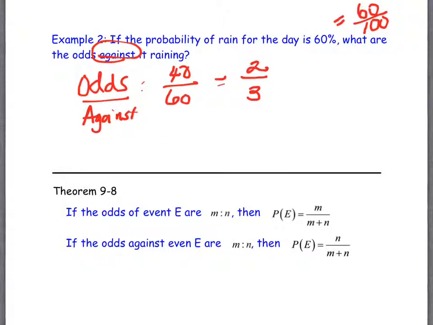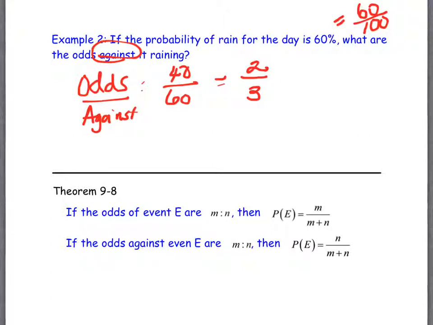So if the probability of an event is m over m plus n, then m is the number of ways an event could happen, and n is the number of ways it doesn't happen. This is like our marbles example. There were 5 red marbles, and 5 plus 3 total marbles, right? If you wanted the odds against, we could take the 3 white marbles over the 5 plus 3 to give me the odds against this happening.